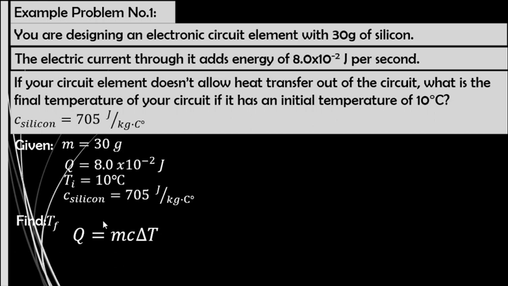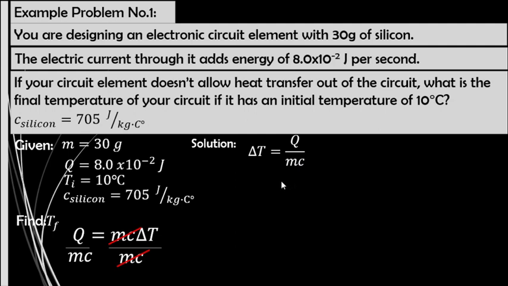Since we are looking for the final temperature, we have to know first what is the change in temperature that our circuit undergoes. So, dividing this equation by mass times specific heat capacity, or M times C, we can get the formula for delta T, which is change in temperature is equal to heat divided by mass times specific heat capacity.